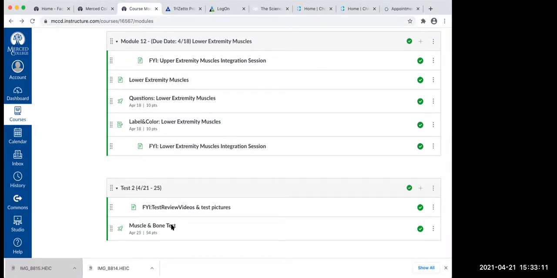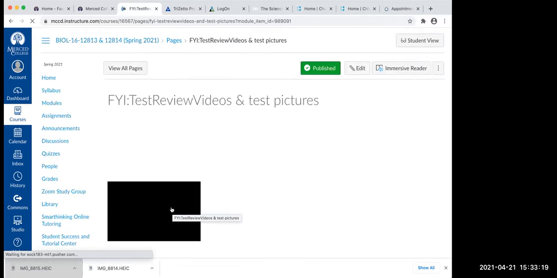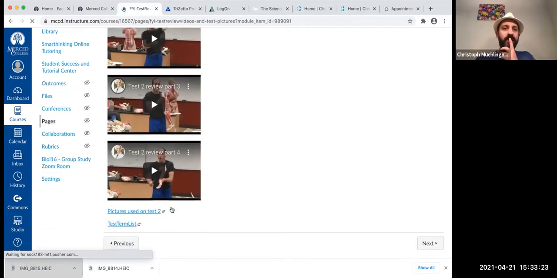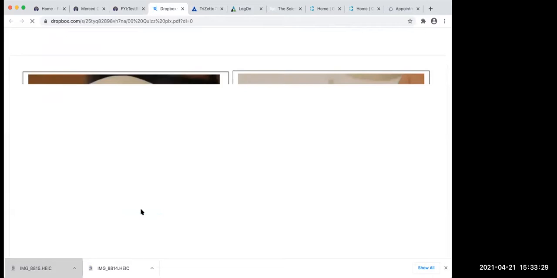So it's in the modules though? It's in the modules. See here, test 2? Yeah. FYI. Oh, I did look at that, but I didn't see any pictures. I just saw a bunch of videos. Oh, there are videos, and then there are the pictures used on test 2. Okay. And that's a PDF of that.